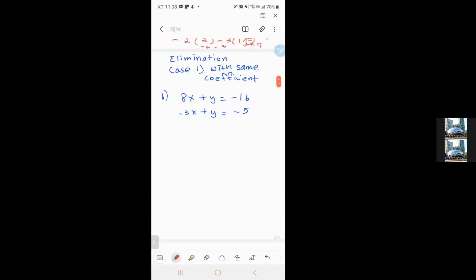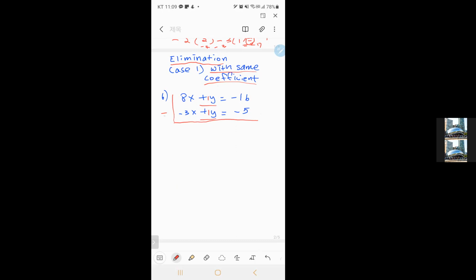Okay, second one. Let's solve a system of equations by elimination. Case 1 with same coefficient. I have a system of equations where I have y and y. The coefficients of y are both 1 in this case. So all I have to do is subtract one equation from the other. Because the signs are the same, I want to subtract to get rid of it. My goal is to eliminate one variable and find the value for the other variable.